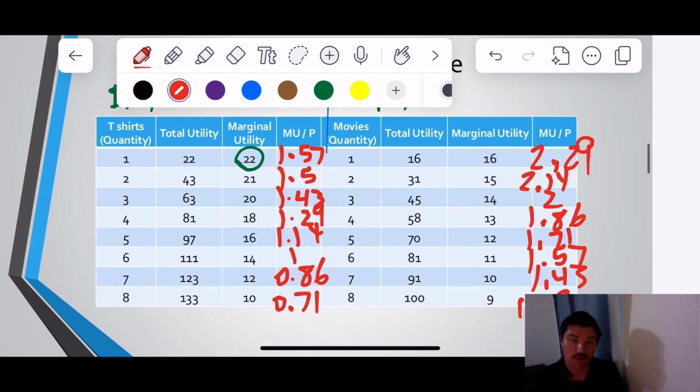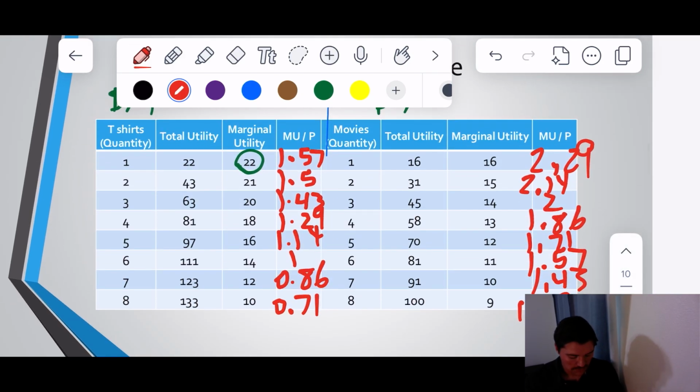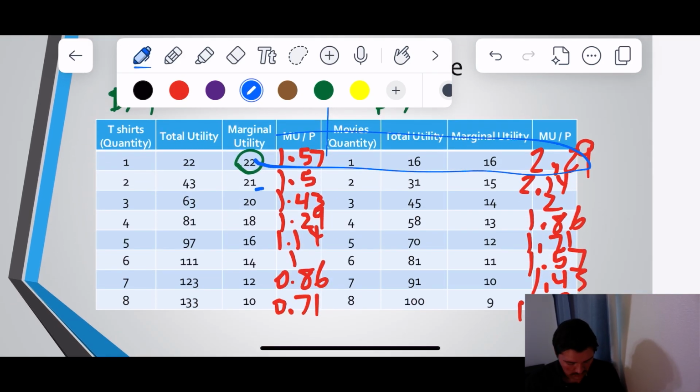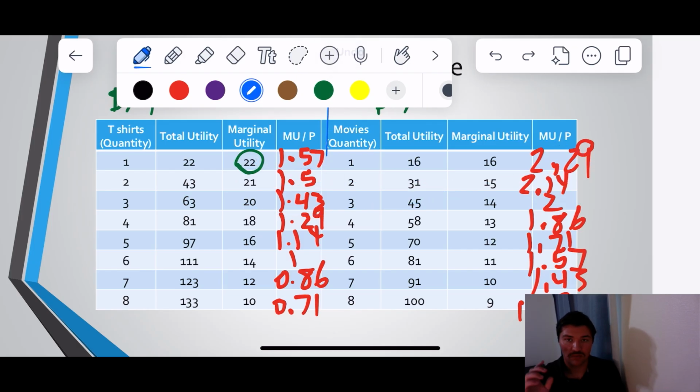So now that we found the marginal utility per dollar for the t-shirts and for the movies, now we need to find out where they are equal. All right. So you're probably thinking, oh, not equal, not equal, not equal. But remember, you can buy a combination of these goods. You can buy one t-shirt and 8 movies or one t-shirt and 7 movies. You can buy a different combination. So you're trying to find out where the marginal utility per dollar are equal.